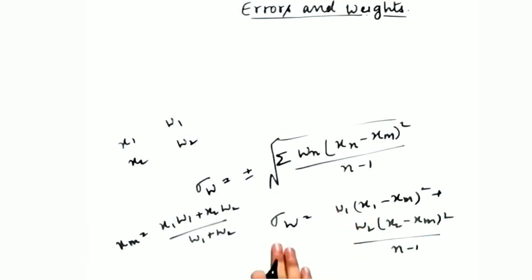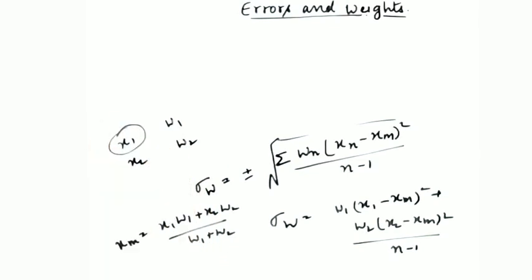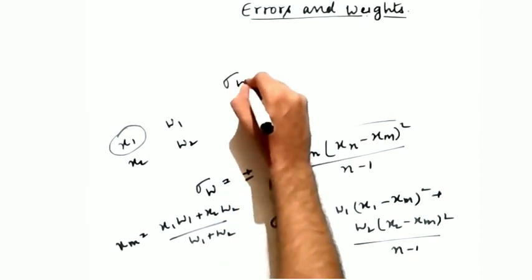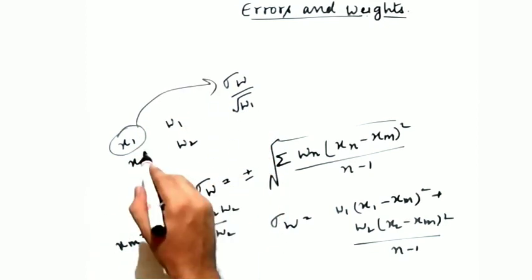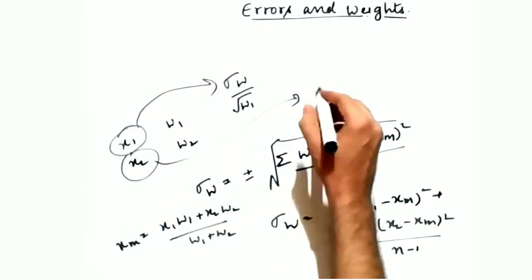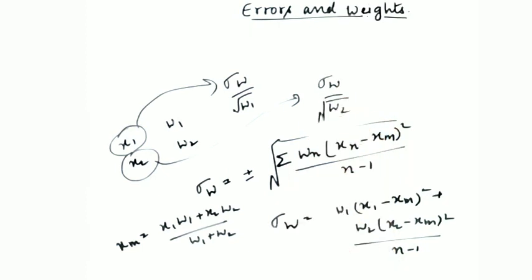Similarly, suppose I am representing it with sigma w. Now if I ask you what is the standard error of a weighted observation, suppose I ask you what is the standard error that is associated with x1, then the standard error will be sigma w divided by under root of w1. This will be the standard error of this. If I ask you what is the standard error of x2, then it will be sigma w divided by under root of w2.